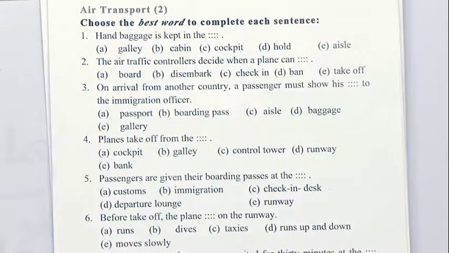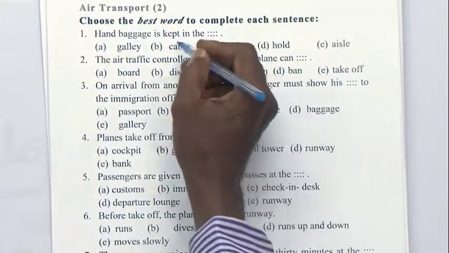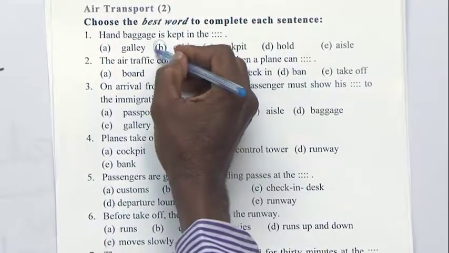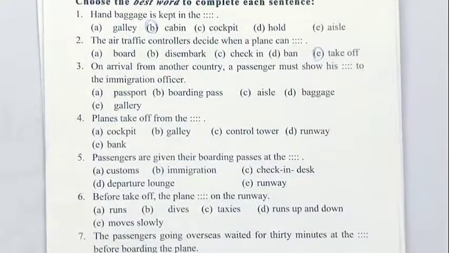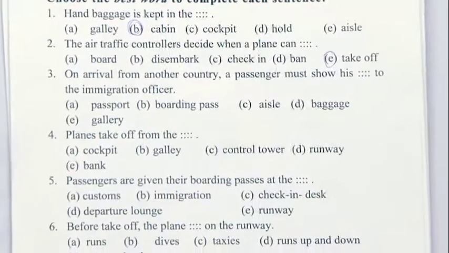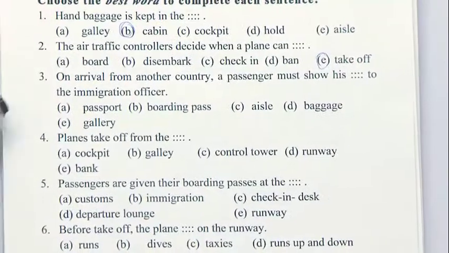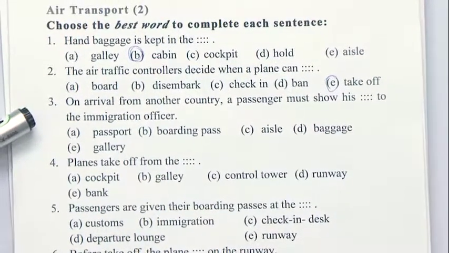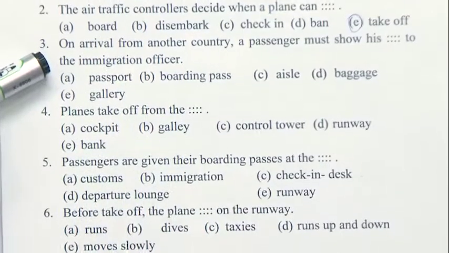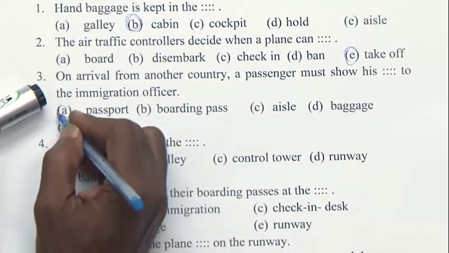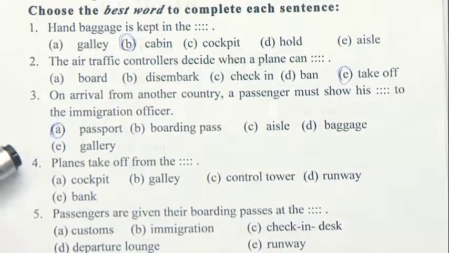Let me try and, for example, circle the right ones here. You have the cabin. You have the takeoff. You don't say when the plane can fly. It's not flying. It's taking off, going off the ground. Now, on arrival from another country, a passenger must show his dash to the immigration officer. What does he show? He shows his passport. Passport is the one that qualifies you to go into a country.